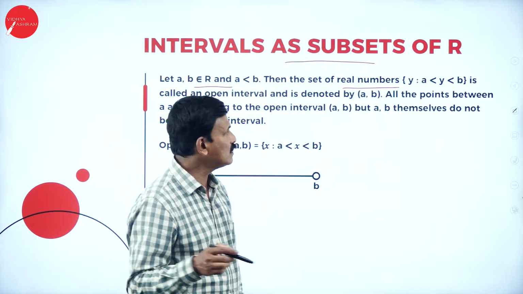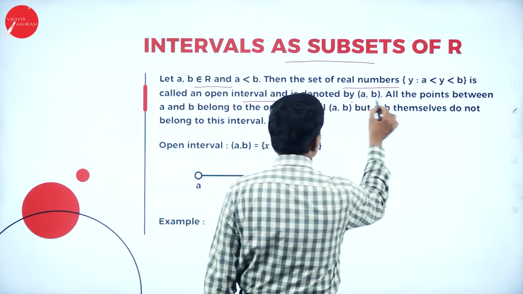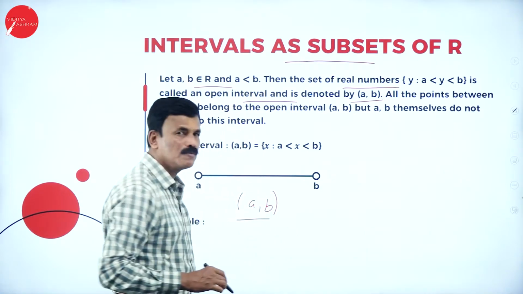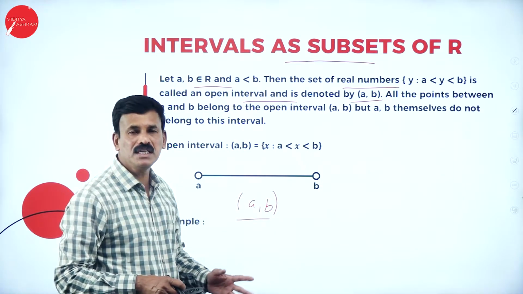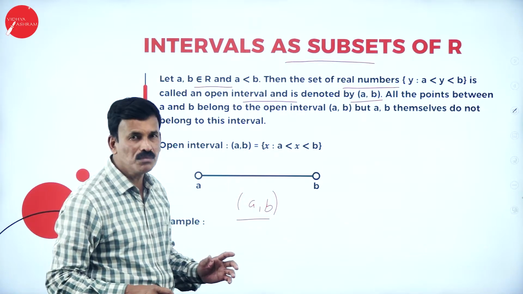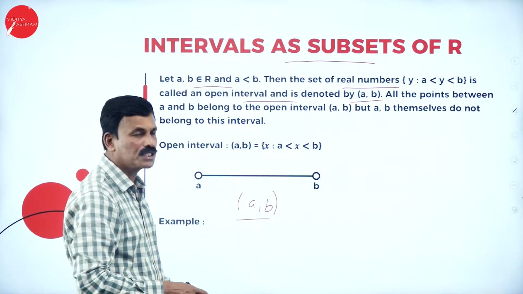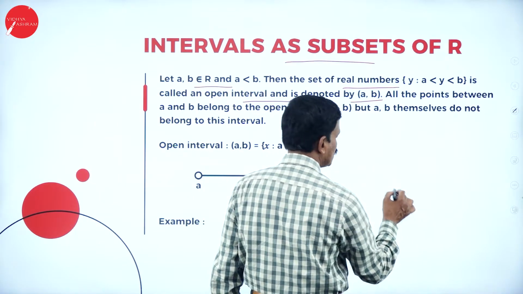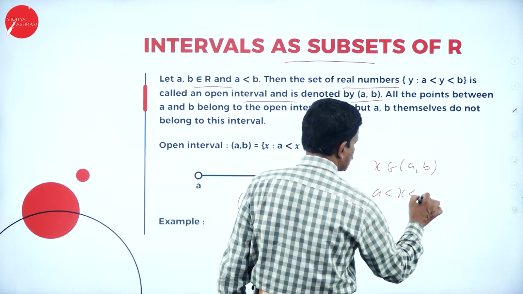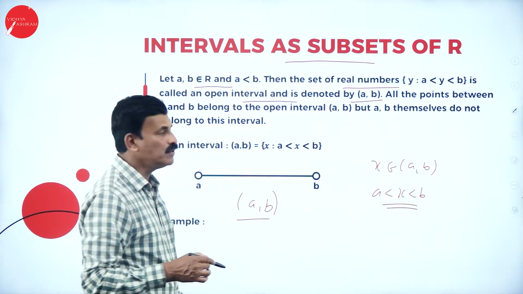If a less than y less than b is called an open interval and it is denoted as (a, b). So small a comma b is the representation of an open interval (a, b). That means all the elements which lie between a and b come under the open interval. So usually an open interval is represented between two small brackets. All the values which lie between a and b come under the open interval. That is, if x belongs to (a, b), then we can write a less than x less than b.